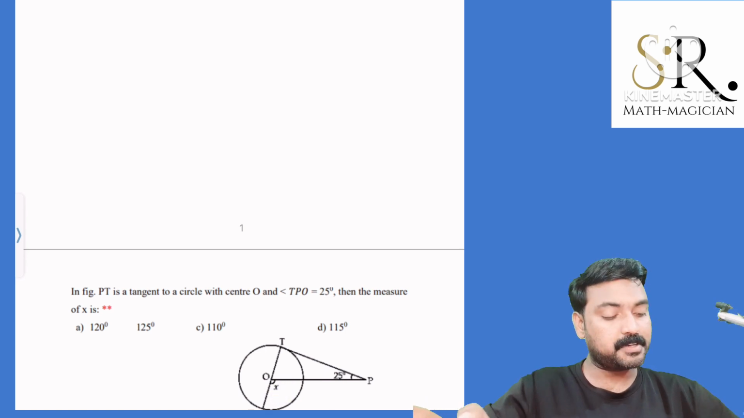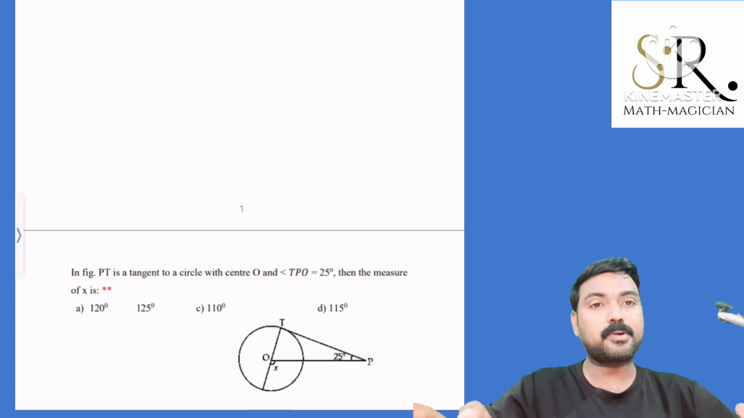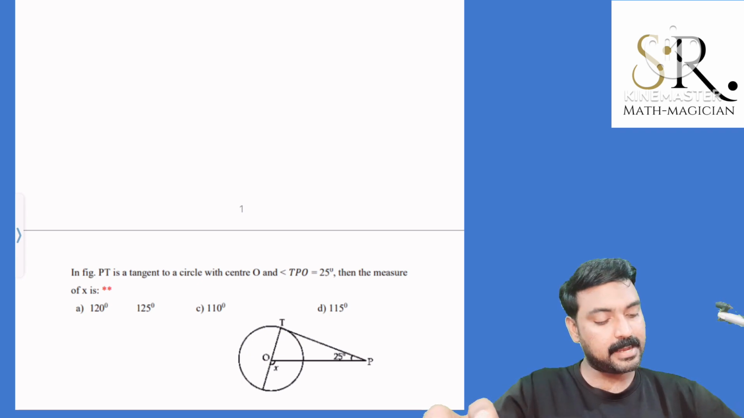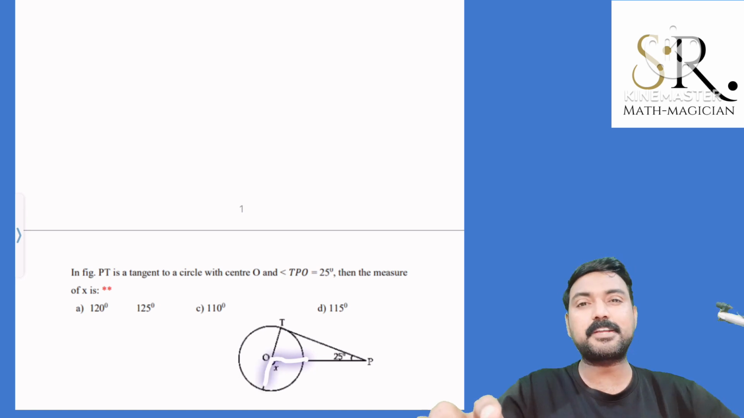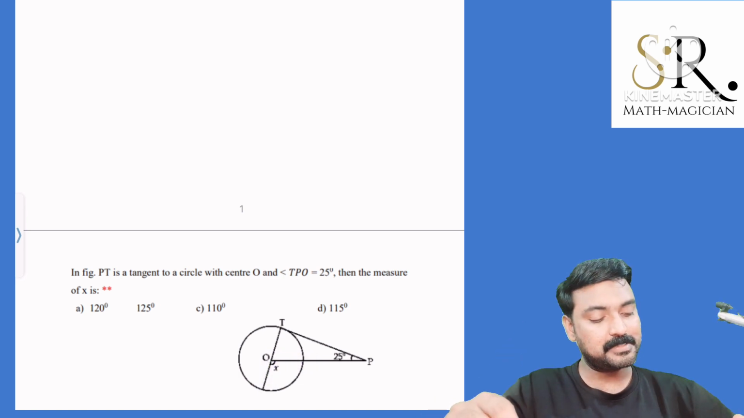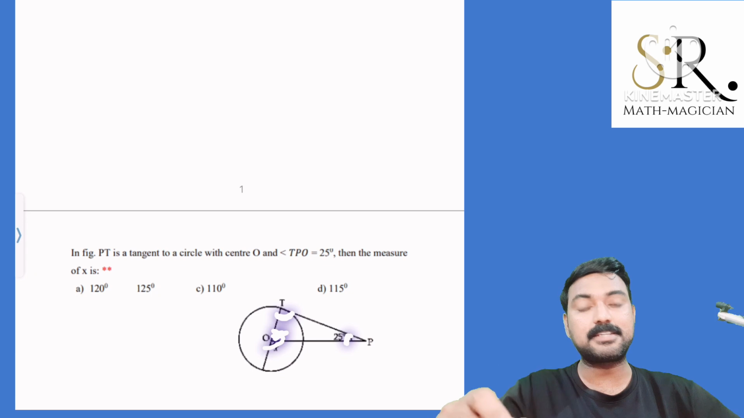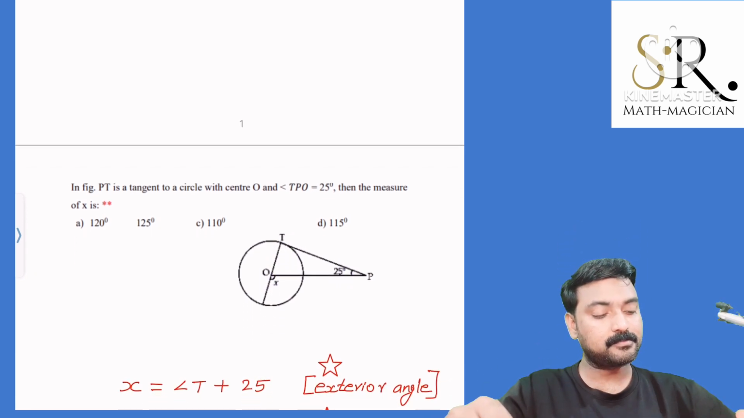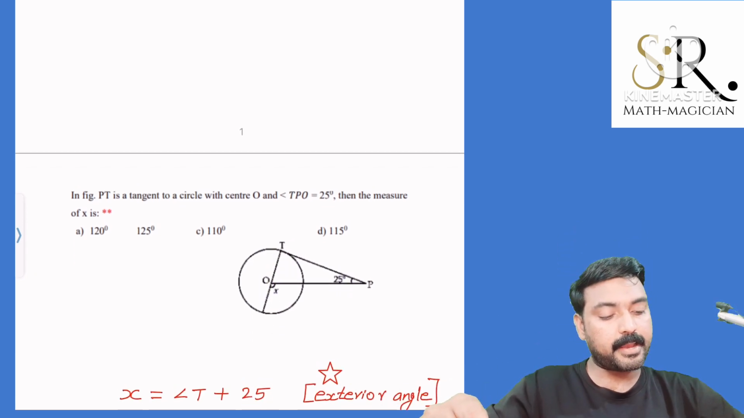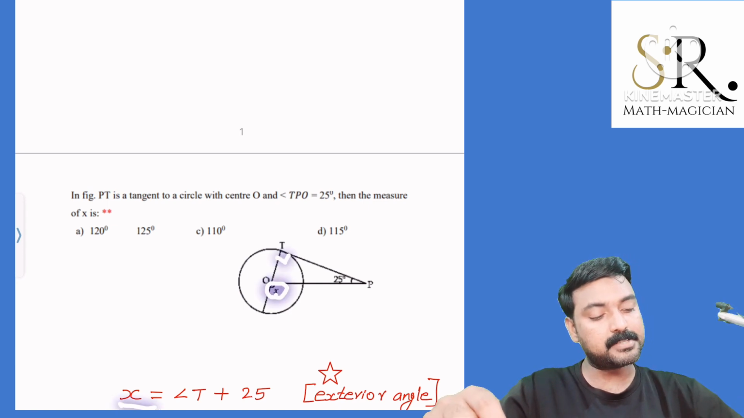When we observe this figure, we have to understand one of the important theorems we studied in our lower class. This is the angle which is coming outside. What's the name of that angle? Exterior angle. The exterior angle is equal to the sum of the other two interior angles, the opposite interior angles. Not this angle, other than this, two angles are there, which are known as opposite interior angles. That means this angle x will be equal to this angle t plus this 25.